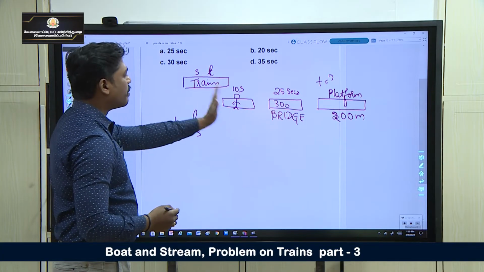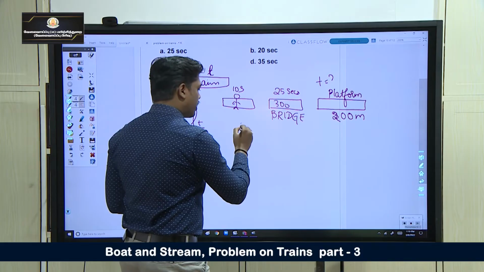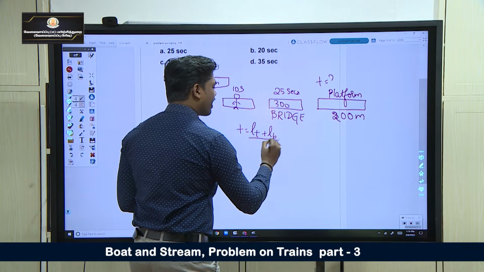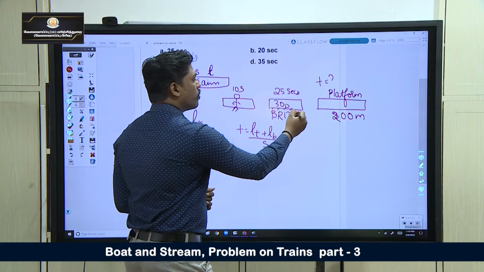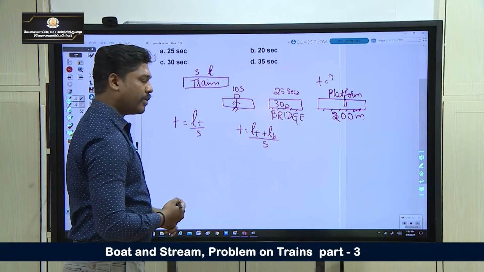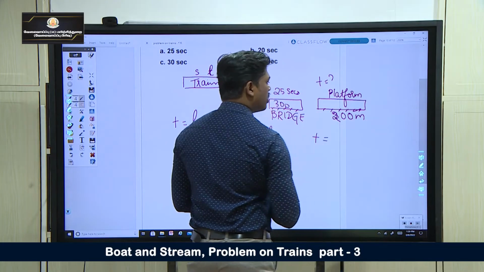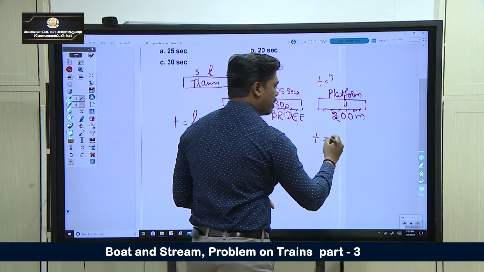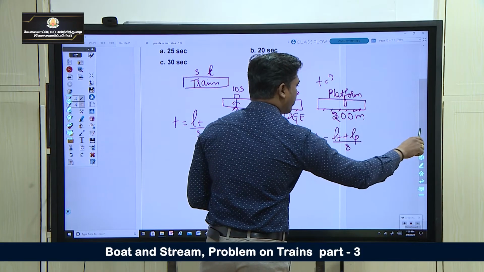So after crossing a man, it crosses a bridge here. So bridge, which means stationary length. So time is equal to length of train plus length of bridge divided by speed of train. Here everything is fixed; only the train has the speed, which means we need not find relative speed. Now in how many seconds it will cross a platform? Platform also comes under stationary length. So length of train plus length of platform divided by speed of train.